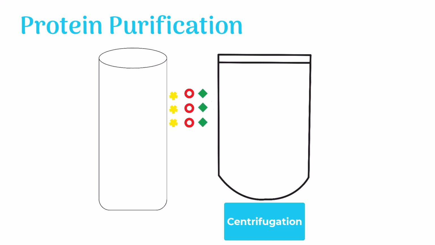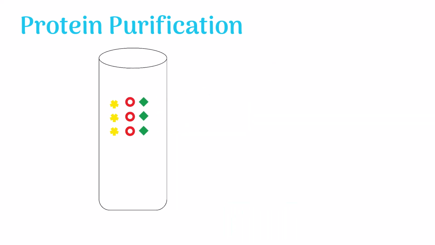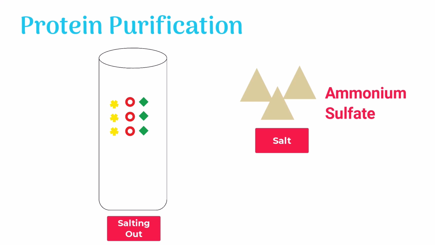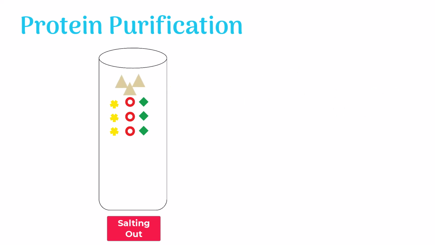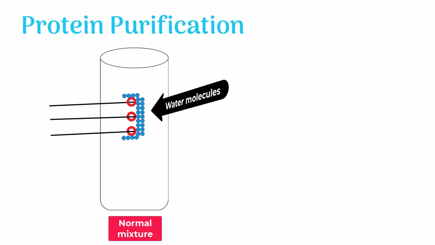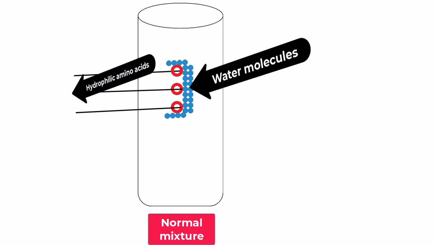The proteins are then precipitated in a process called salting out. This process is mainly carried out by adding a salt like ammonium sulfate to the mixture. This process decreases the solubility of proteins in water by adding the salt. In a normal mixture, water molecules surround the hydrophilic part of proteins. These hydrophilic parts of protein contain hydrophilic amino acids, which interact with the surrounding water molecules.